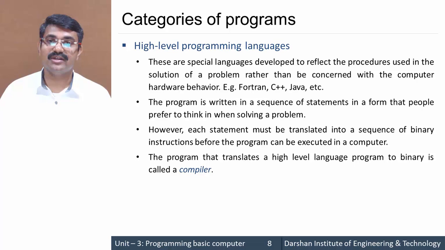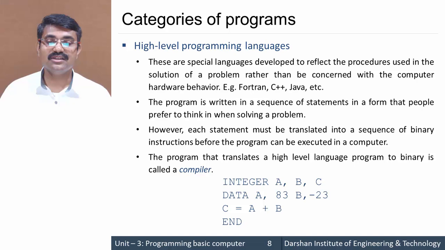So let us see an example of this. The code you are seeing is an example of the Fortran language. In this we have declared three integer variables A, B, C. The variable A is stored with 83, and B is stored with minus 23. Then we perform C equals A plus B, and we end the program. So our sample program is written in a high level language. So this is all about the categories of programs.